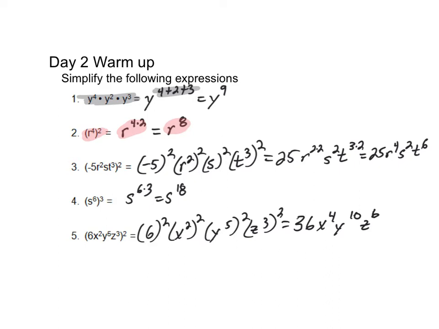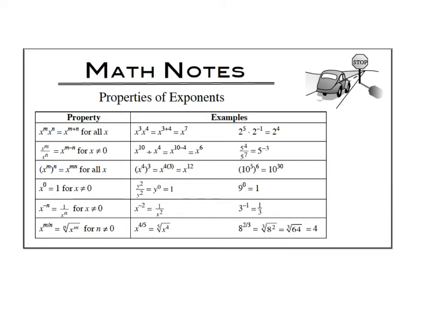Continue to the next slide. Here is a list of your properties. I'm not going to go through them. Please take some time to read through this. We only demonstrated a couple of them. Some of the bigger ones are x to the 0 power. In other words, anything to the 0 power is equal to 1. And your negative exponent property: anything raised to a negative exponent is the same as 1 over the base raised to a positive exponent.